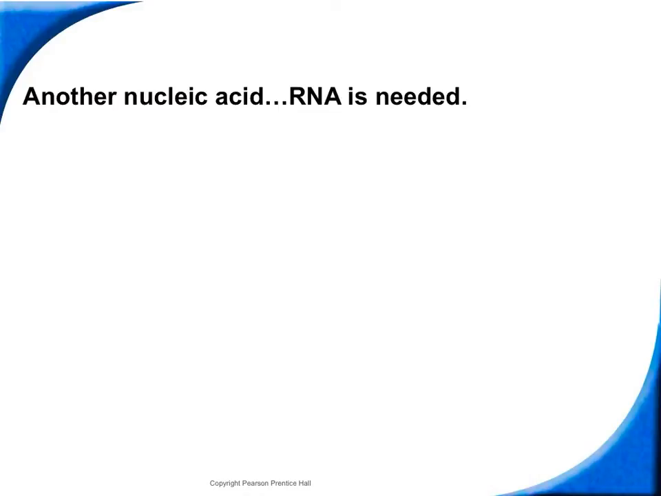Well, what we need is another nucleic acid. Remember, DNA was deoxyribonucleic acid. Our new nucleic acid is RNA. And we need it because DNA inside the chromosomes in these eukaryotic cells is in the nucleus, and it's unable to leave. So it cannot give that information out. It can't transport that information.